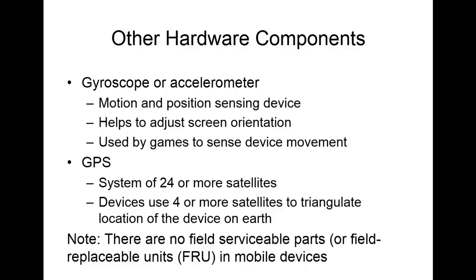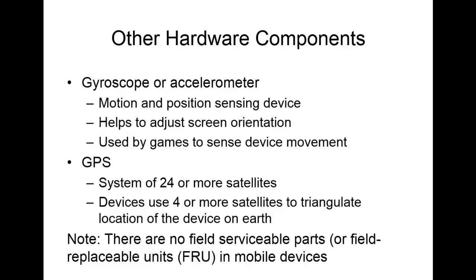Another great feature for this, like if you download, let's say, a level app because you want to see if something's level, but you don't want to go out to the garage and get a level to see if the picture on the wall is level or not. You can download an app and it'll give you that true levelness based on the accelerometer. This also is used to help adjust your screen orientation for when you flip your phone one way or another.